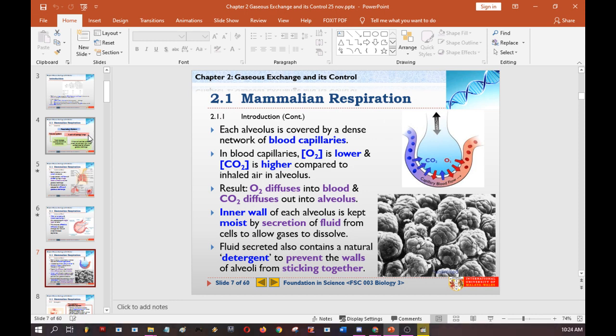Around that, you have blood capillaries. Capillaries are small blood vessels around the alveolus. All of these are for sending and receiving gas. They send CO2 out, and they receive O2.